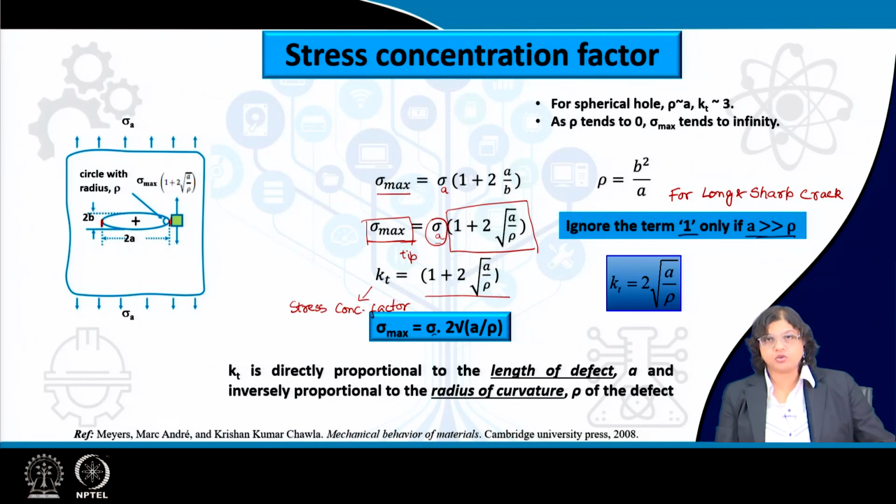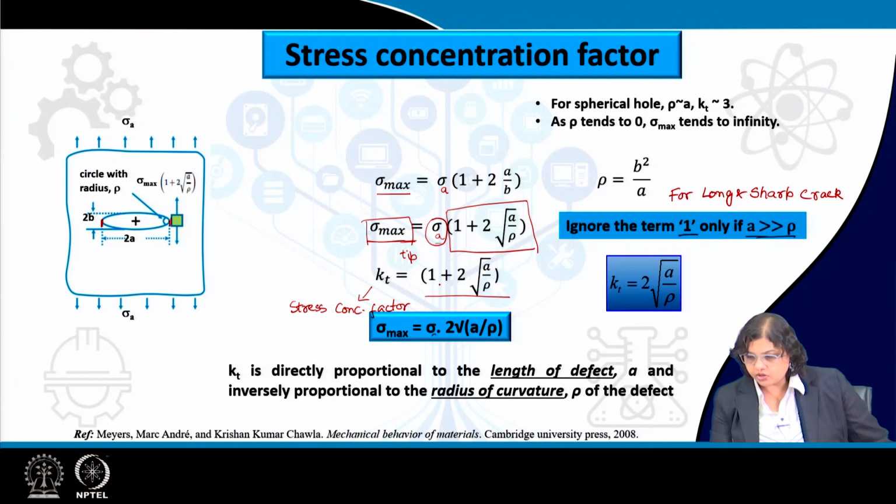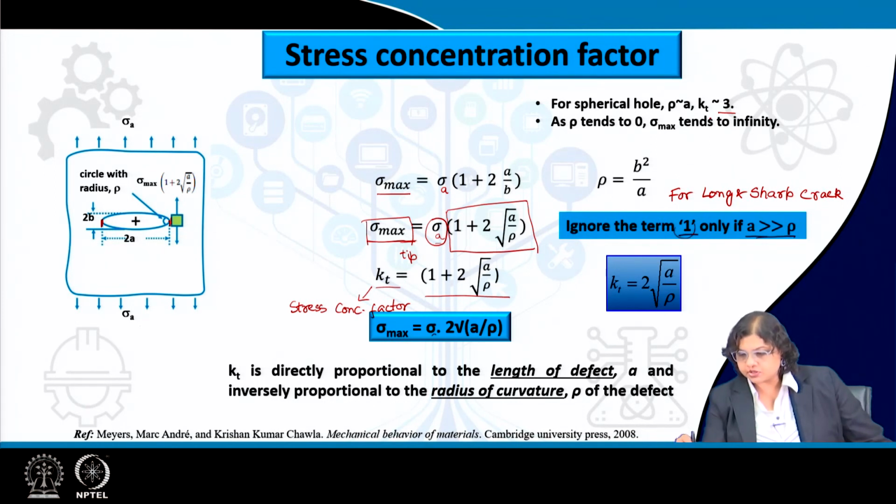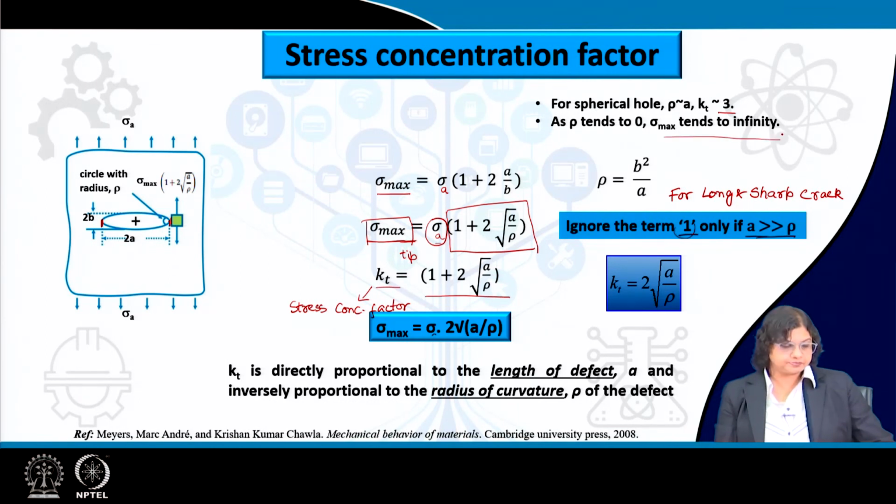For the case of a spherical hole, you can determine this yourself, that Kt turns out to be 3. In this case, however, we do not ignore the one term, because a spherical hole or a sphere or void is in no way considered a sharp crack, where A is much greater than rho. A is actually equal to rho for the case of a sphere. So, that makes Kt equal to 3. And if rho tends to 0, which means for a very sharp crack, we see that sigma max tends to infinity.